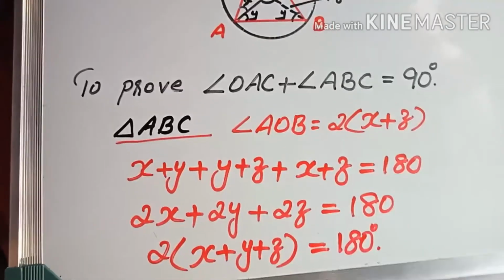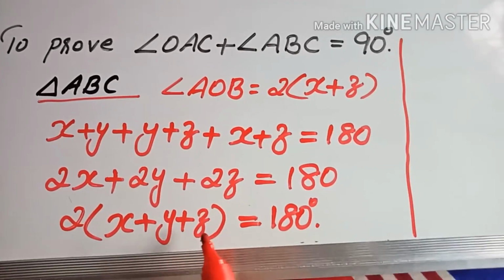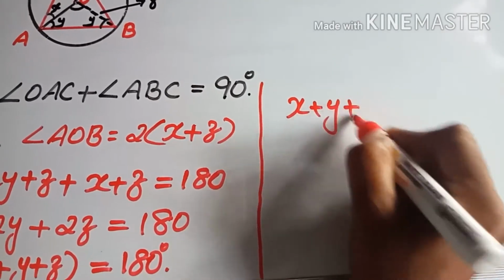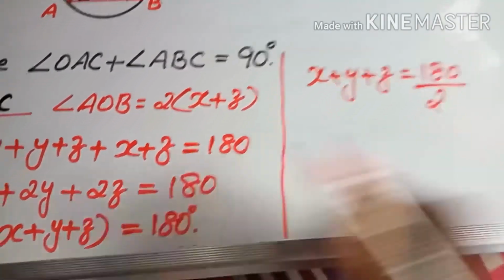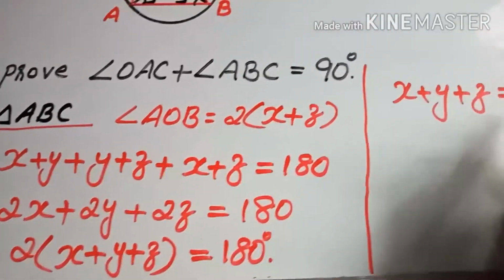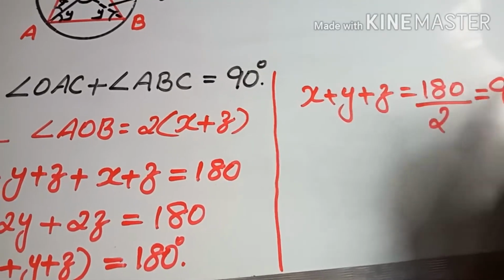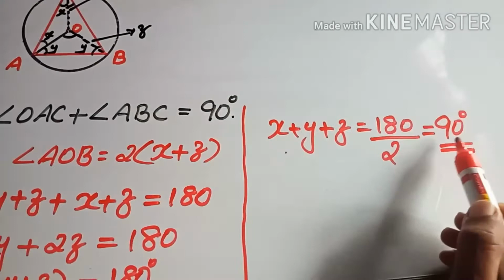Okay, in the next step, let's take this 2 to this side. x plus y plus z will remain here. So x plus y plus z equal to 180 by 2. Here it is into 2, so here it will be by 2. So 180 by 2 answer will be 90 degree. Okay, so x plus y plus z is equal to 90 degree.